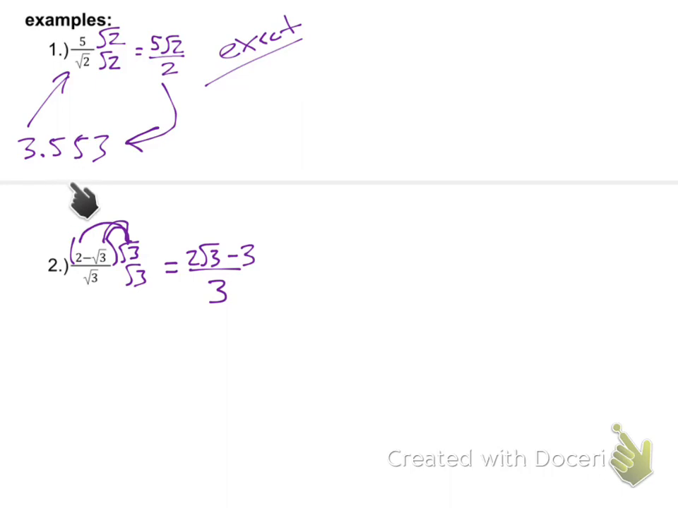So will I accept decimals on the quiz? No. Decimals aren't more precise. Square root of 2 is better than 1.414. And then stop. Like in that 5 over square root of 2 over 2.